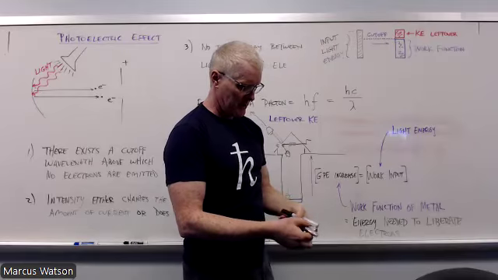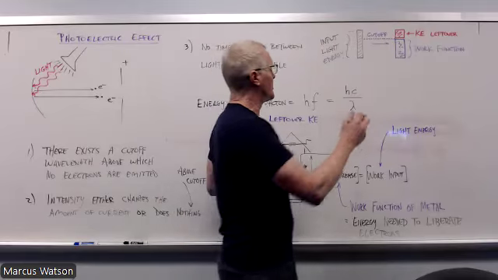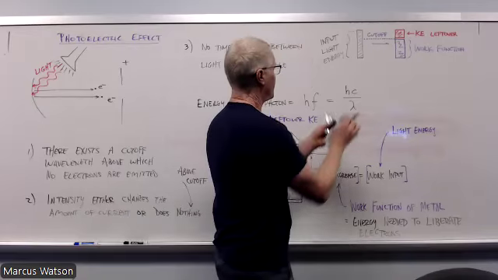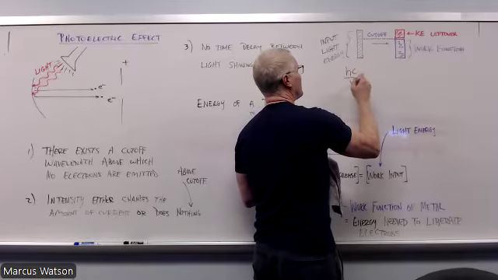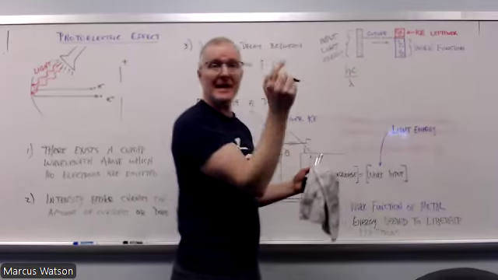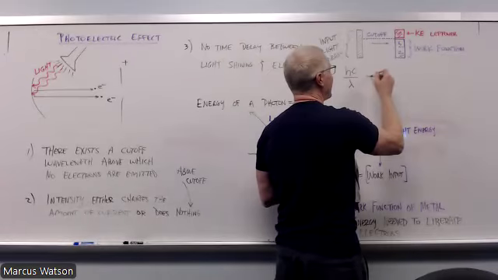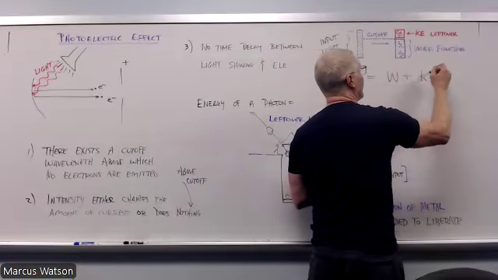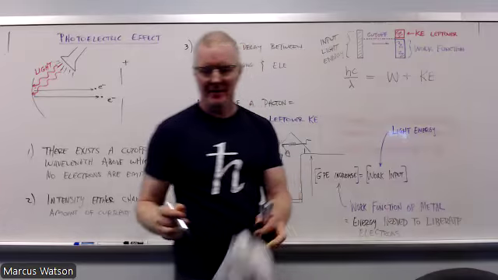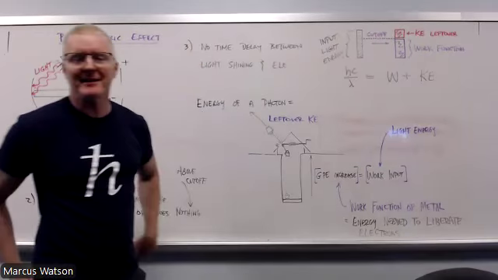And so we just say, if we translate the bars into an equation, here I'm just going to move that hc over lambda. Right here is the hc over lambda of the incoming light, and that has to equal the work function plus the leftover kinetic energy. There you go. Now you're doing what Einstein did.